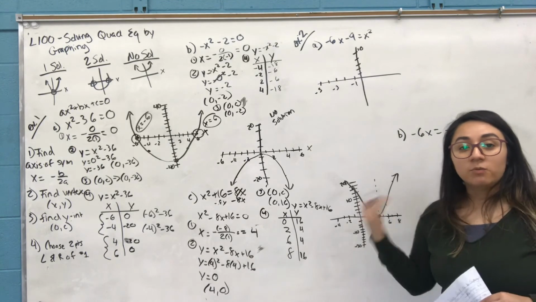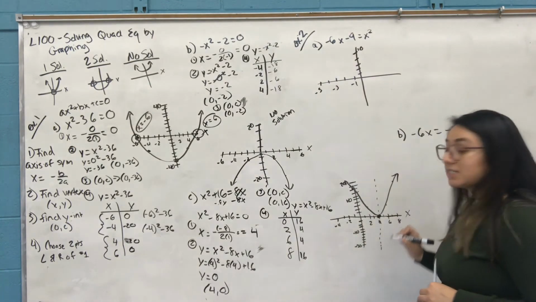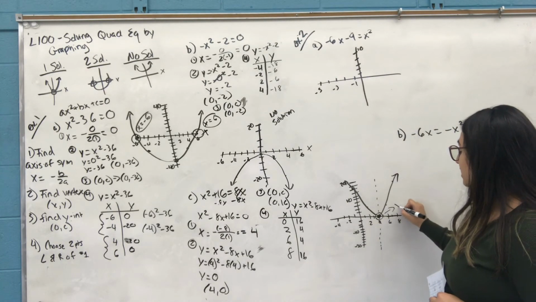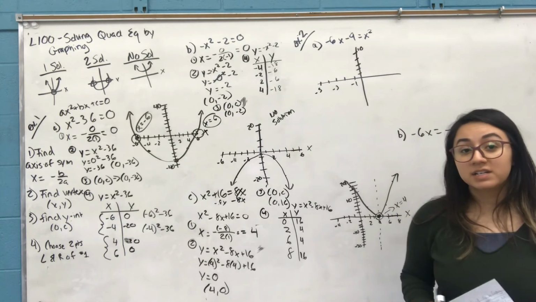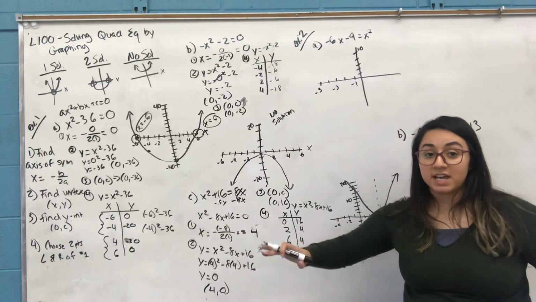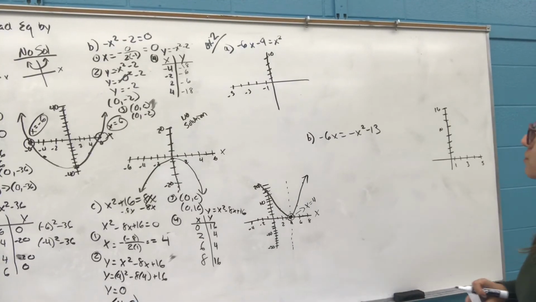Now, last thing, what is my solution? How many times does my graph hit the x-axis? It only hits it at one point right here. And it hits it right at 4. So x is equal to 4. You're not looking for x equals something, y equals something. It's only x, strictly x. Last one, we're done. Nope, 2 more.